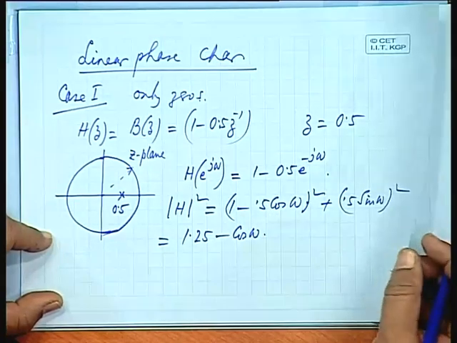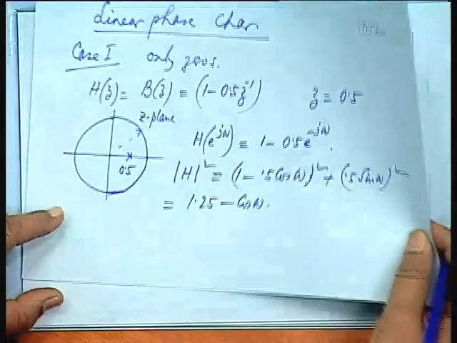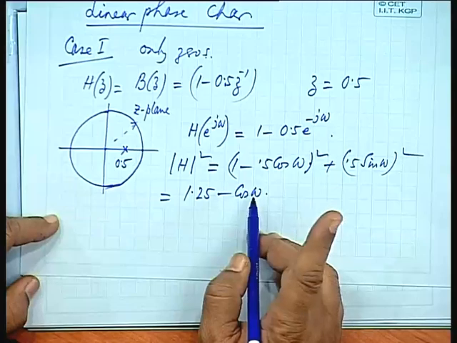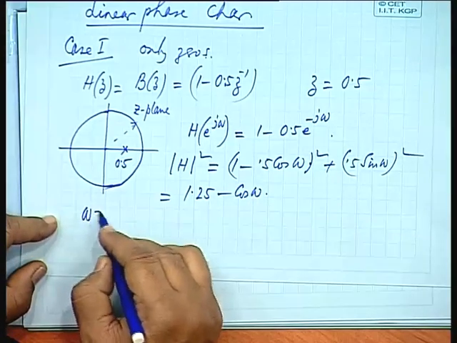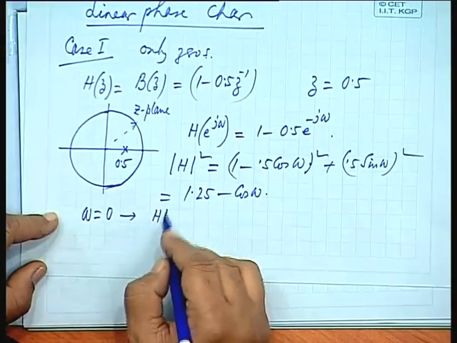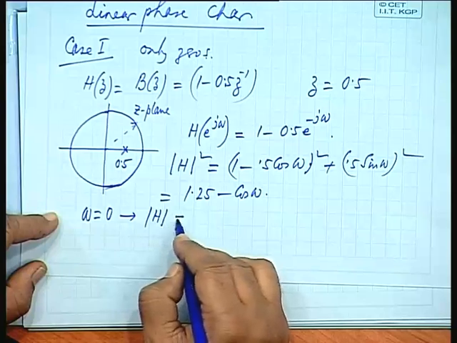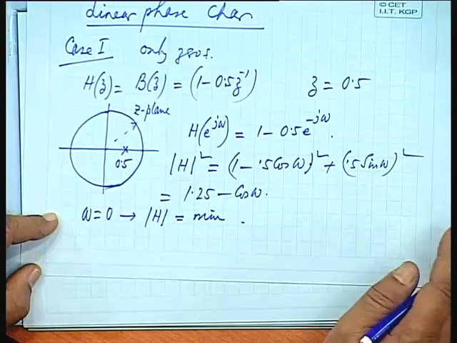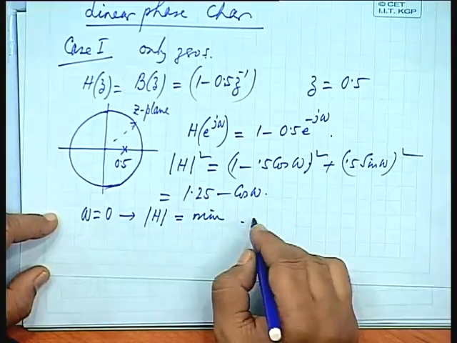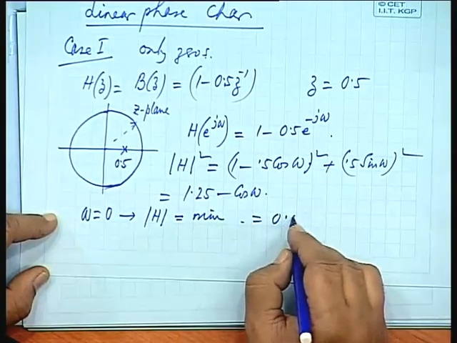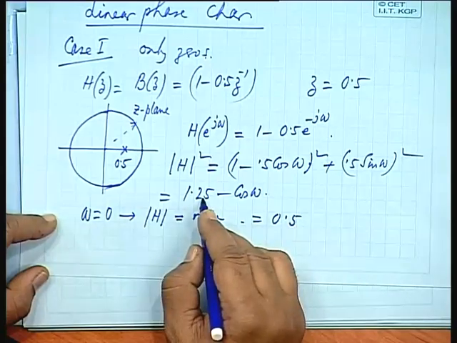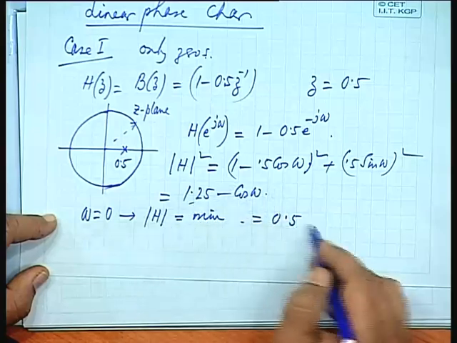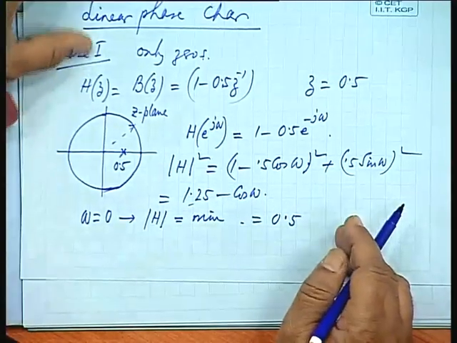All right. When is it minimum? When cos ω is maximum, that is at ω equal to 0. At ω equal to 0, |H| is minimum. Is that okay? So, |H| squared is 1.25 minus 1, which is 0.25, under root of that. So, that becomes 0.5.